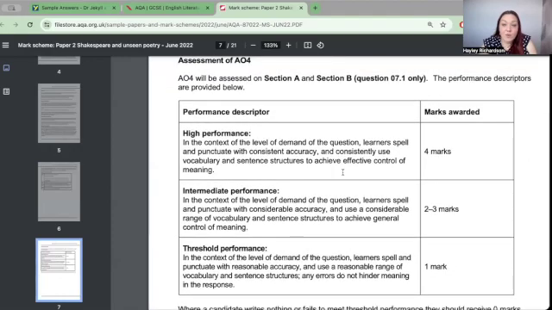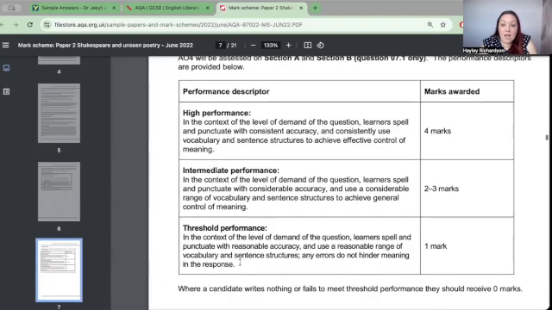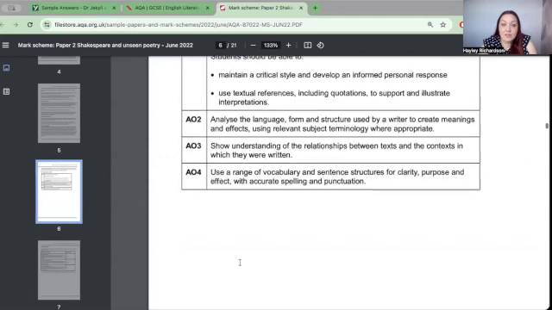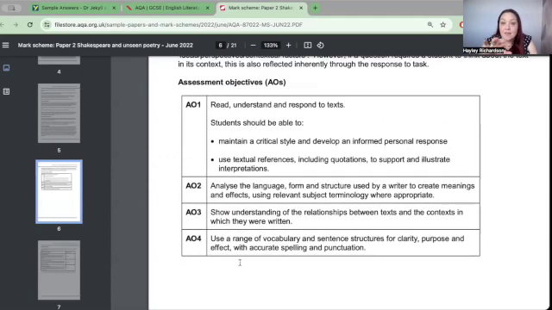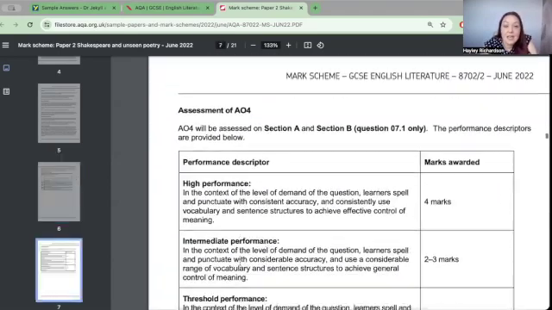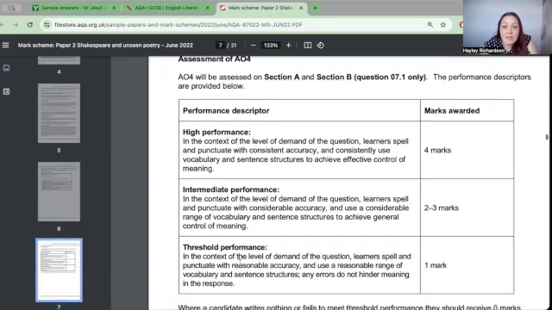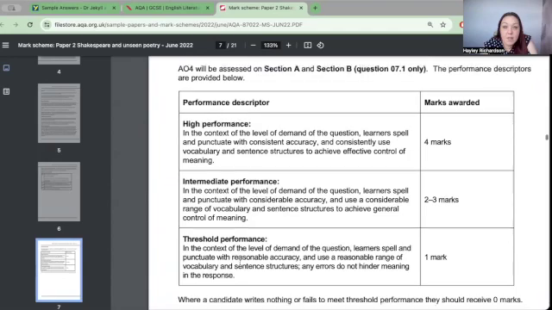Assessment of AO4. So then we decide which mark is in here. So we decide on the level. So these are the things that you can allocate and say, oh, we've identified that, we've identified that, we've identified that. Now we're going to look at section A and B.